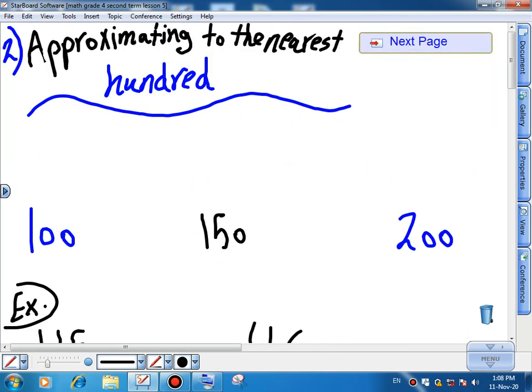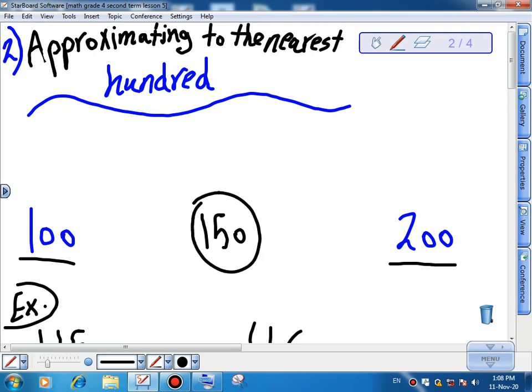The next one is approximating to the nearest 100. If I take the numbers 100 and 200, 150 will be the half of them. Okay? It will be the cut-off number. If I say the number 120, is 120 nearer to 100 or 200? It will be nearer to 100.